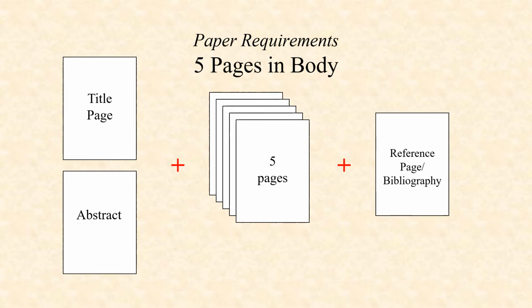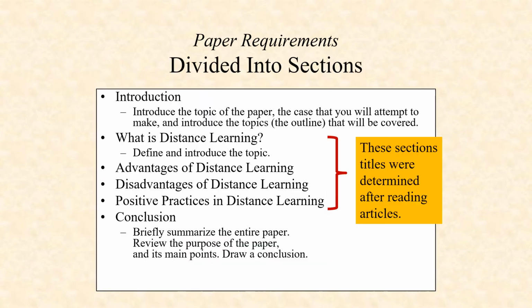For this assignment, I'm asking for at least 5 pages in the body. If you find yourself going over by a page or two, that will be acceptable as well. Remember that our paper is going to be divided into sections, just as many journals and also even popular magazines do. In this video, I'm going to show you how to arrive at that place where you can determine those section heading names.